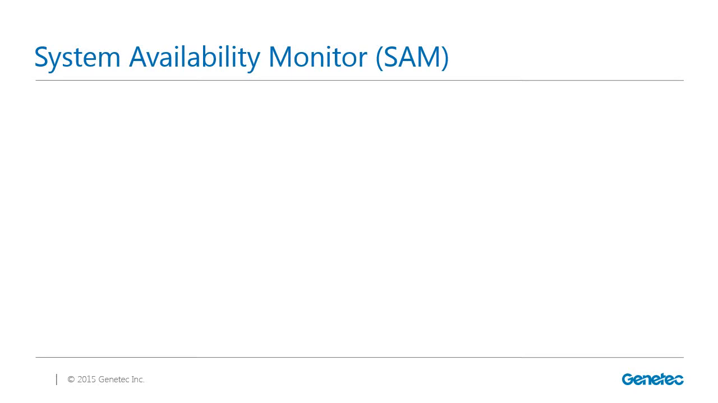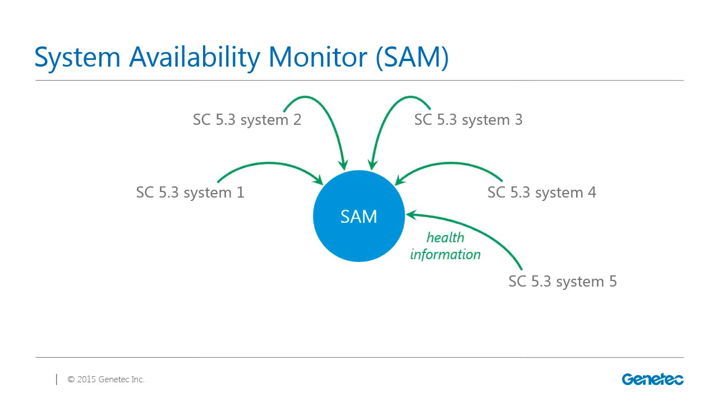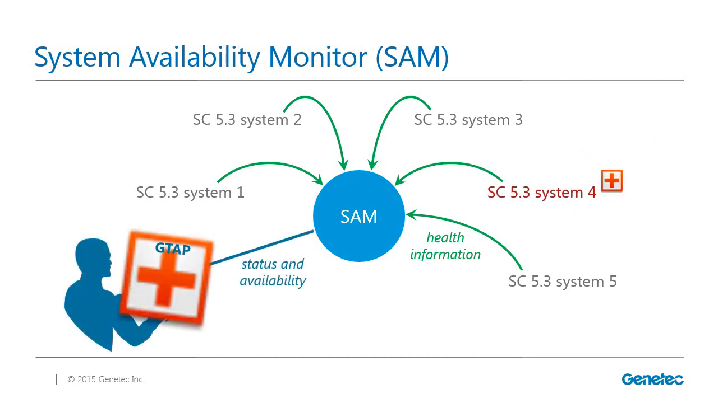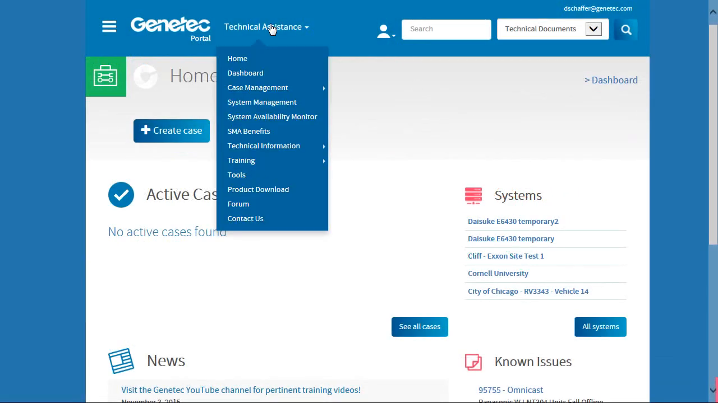Let's take a brief look at the System Availability Monitor, or SAM for short. The System Availability Monitor is a service installed on your Security Center system that reports health information to the cloud, which is picked up by the GTAP for reporting purposes. You can access the information collected by SAM by clicking on the System Availability Monitor section from the Technical Assistance drop-down menu or from the System Information details of a system.